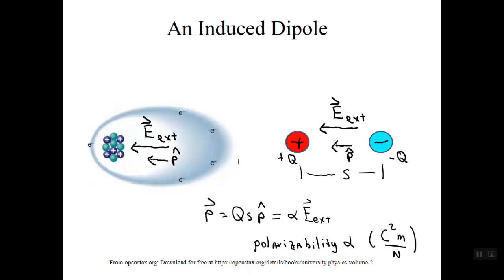which is typically a positive quantity. This expression tells us that the direction of the vector dipole moment of an induced dipole is always in the direction of the external electric field, and that the larger the magnitude of that external electric field, the larger the magnitude of the dipole moment for the induced dipole.